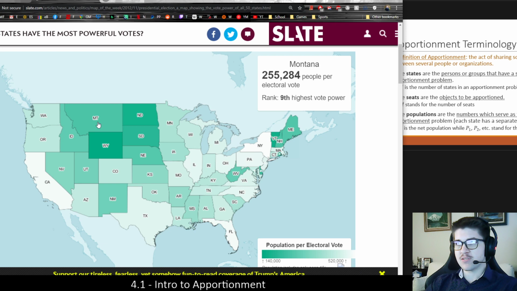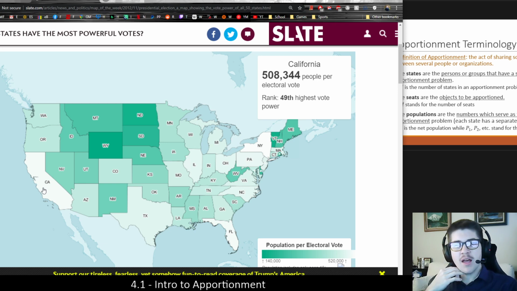And if you look at certain states, the biggest states tend to be at the hugest disadvantage in this sort of setup. If you go to California, for example, California has 508,000 people per electoral vote, which is 49th highest vote power. Notice that that's a lot more people per electoral vote. Even though California had far and away the most votes at 55, there are so many more people making up those votes. And if you compare to Wyoming, it's almost triple the number of people per electoral vote.